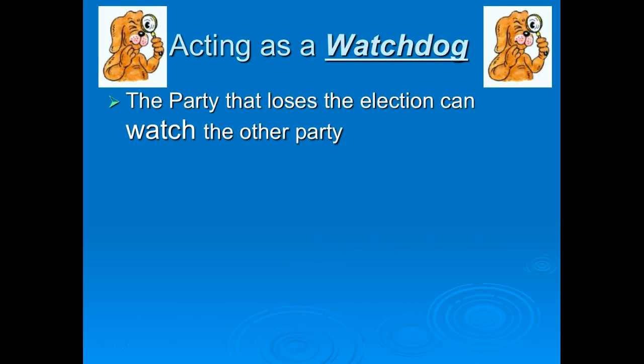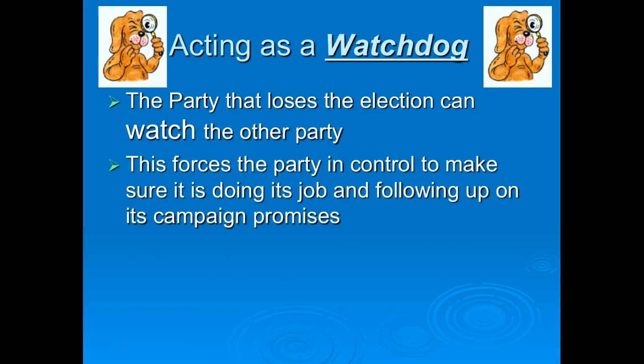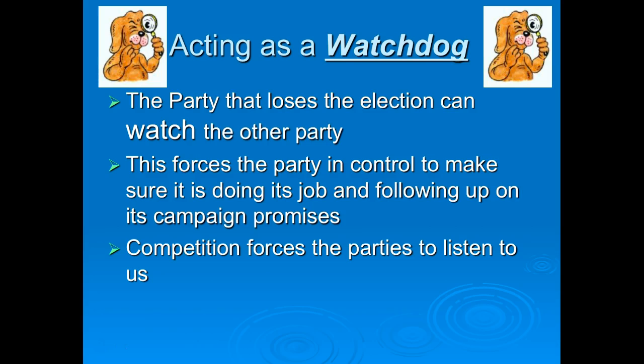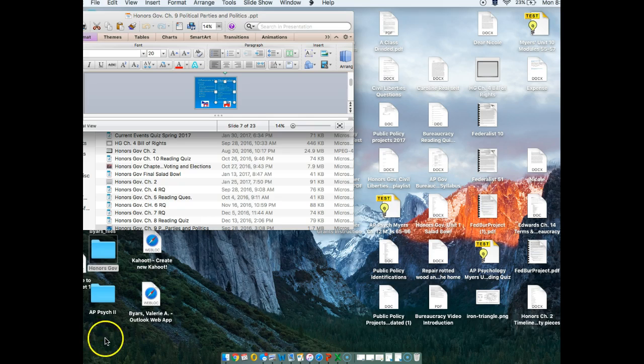Again, acting as a watchdog. The party that loses the election can watch the other party. This forces the party that's in control, the party in power, to make sure it's doing its job and doing what they said they were going to do on the campaign trail. Otherwise, the party out of power will accuse them of lying to the people. And competition forces the parties to listen to the American people.